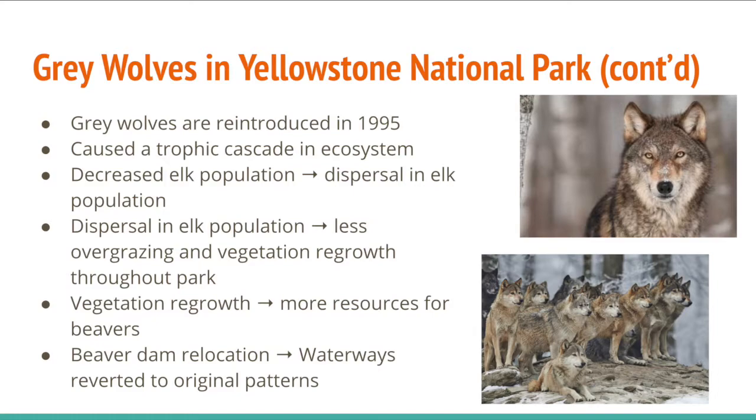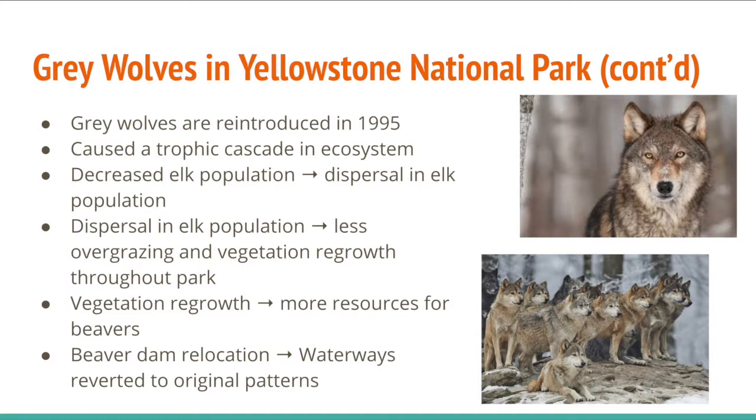After almost 70 years of no gray wolves being present in Yellowstone, biologists decided to reintroduce 8 gray wolves back into the park in hopes that the ecosystem would be restored to its original quality. Even though there was a small amount of gray wolves, they triggered a trophic cascade within the ecosystem. The wolves preyed on the elk, which caused the elk population to decrease and become more evenly dispersed throughout the park. As a result of the population decrease and dispersion of elk, the shrubs and vegetation were not overgrazed, which promoted more vegetation growth throughout the park.